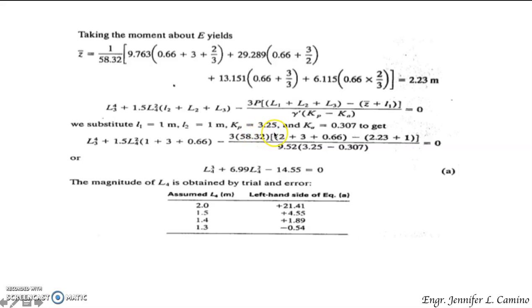Our K sub a is 3.25, K sub p is 0.307. We substitute to this equation so that you can have our L sub 4. You can solve for L sub 4 by trial and error. You have an assumption for L sub 4, and if it satisfies the equation, which is equal to 0, then you have the value for L sub 4. Basically, through the trial and error process, our L sub 4 here is equal to 1.4.